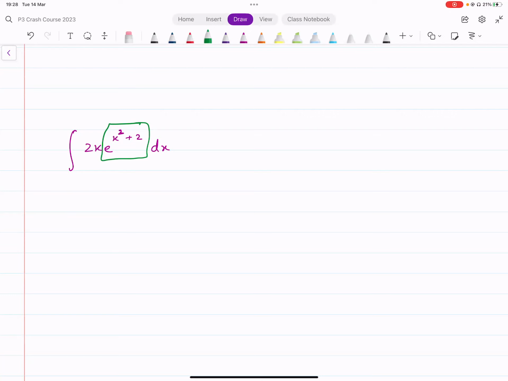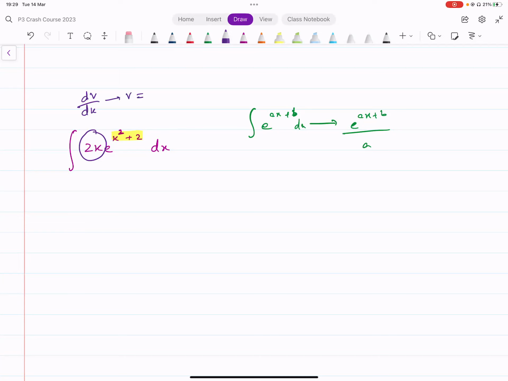Why? Because the power is not linear. We could only integrate something like this if the power was something linear. Integral of this would be e raised to power ax plus b divided by the derivative of the power, which is a. In this case, the power is not linear. So we don't know how to integrate this. All right. If you were to take this as dv over dx, it would not simplify because v would be 2x squared over 2. It will start getting more complicated. Using integration by parts is not helpful here. Okay. So that would not work.